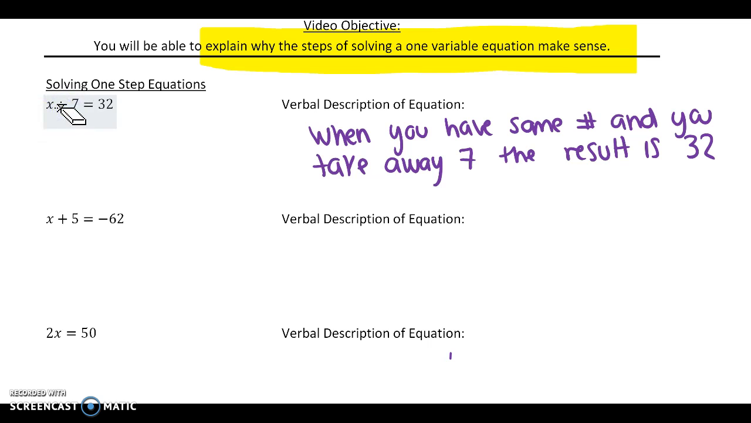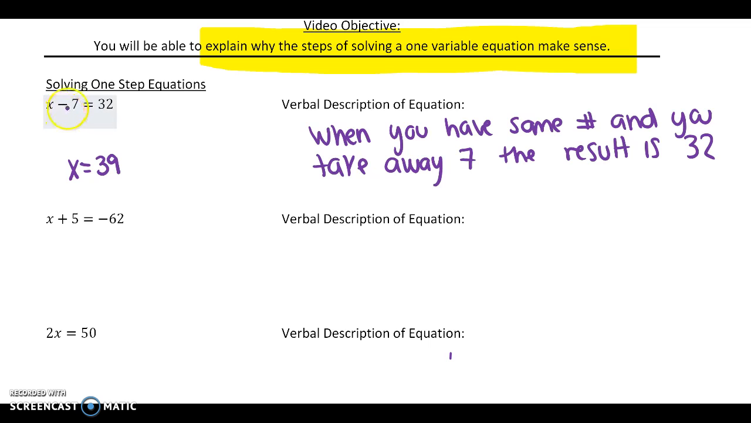And a lot of you could answer this in your head, and you'd probably say, let's see, what can I subtract 7 from to get 32? Hopefully you'd say that number is x equals 39. 39 minus 7 equals 32. And you can probably guess and check that. Okay, that's one way to do it, but it won't always be so easy to guess and check. So that's why we need to understand the solving steps.